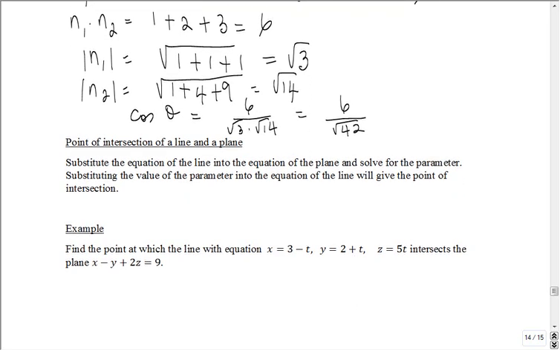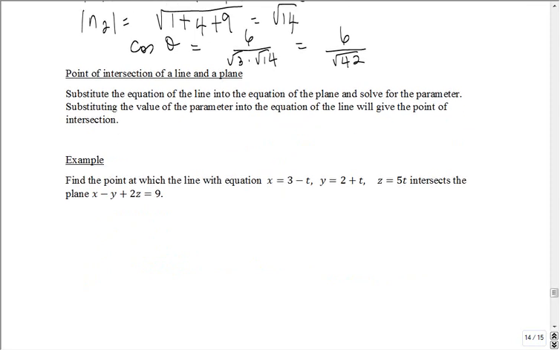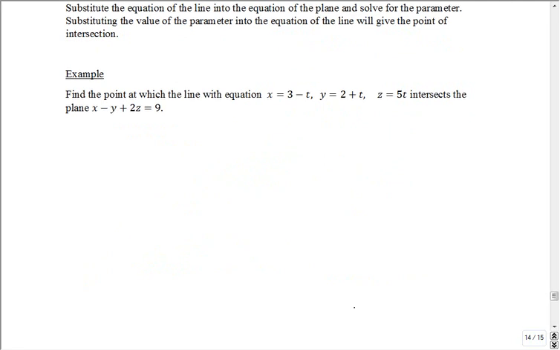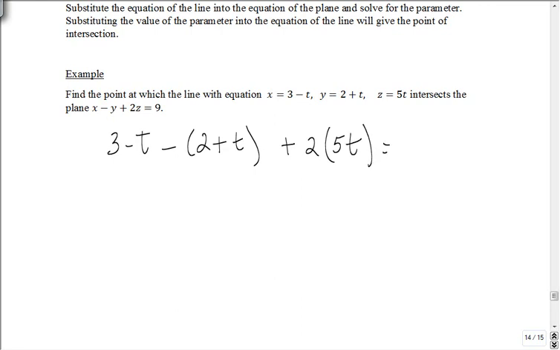Find the point at which the line with equation x equals 3 minus t, y equals 2 plus t, z equals 5t, intersects the plane x minus y plus 2z equals 9. So we have expressions for x, y, and z. So take these expressions and put them into the plane. Okay? So put 3 minus t for x, minus y is 2 plus t, so minus (2 plus t), plus 2 times z, which is 5t, equals 9.